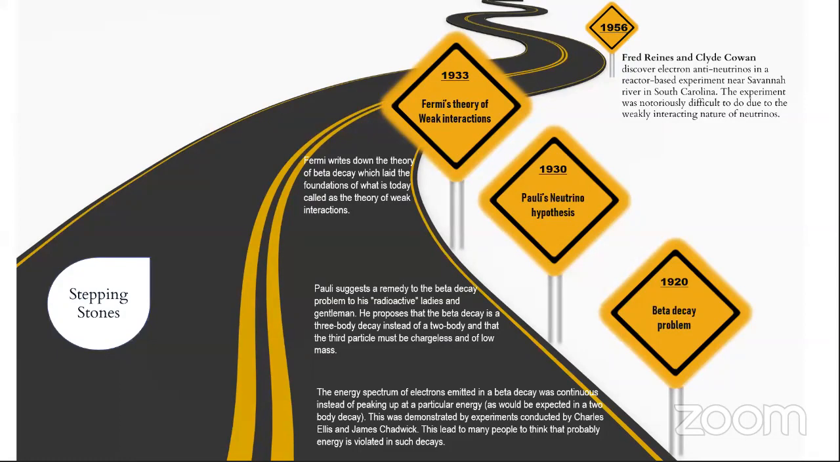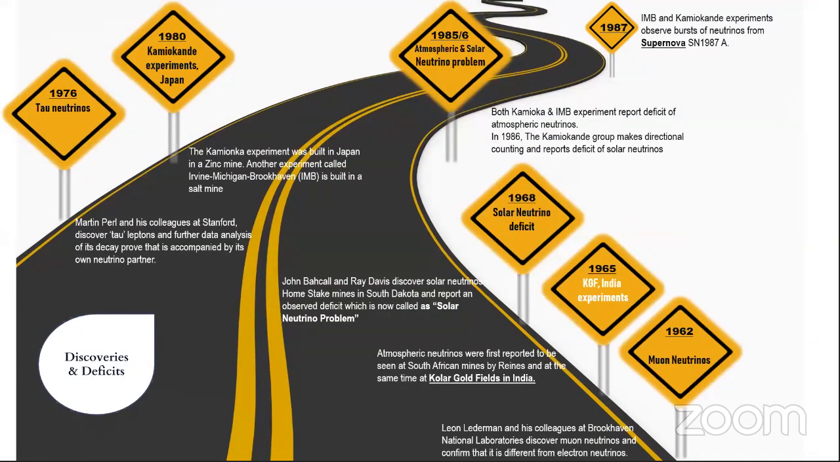It was in 1956 that the famous Reines and Cowan designed an experiment in which the neutrinos were first detected. And ever since, there have been a lot of activities worldwide, including in India, which we call the KGF experiments, the Kolar Gold Fields experiments. These experiments studied neutrinos, and all of them gave us further insights about the properties of neutrinos. At the same time, these experiments also gave rise to certain problems and controversies, and people could not understand what these were, but eventually all these problems were solved.